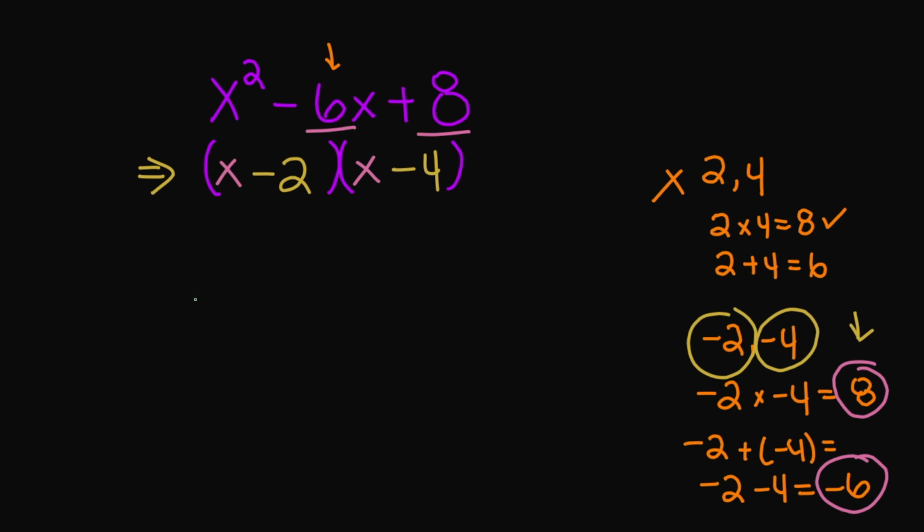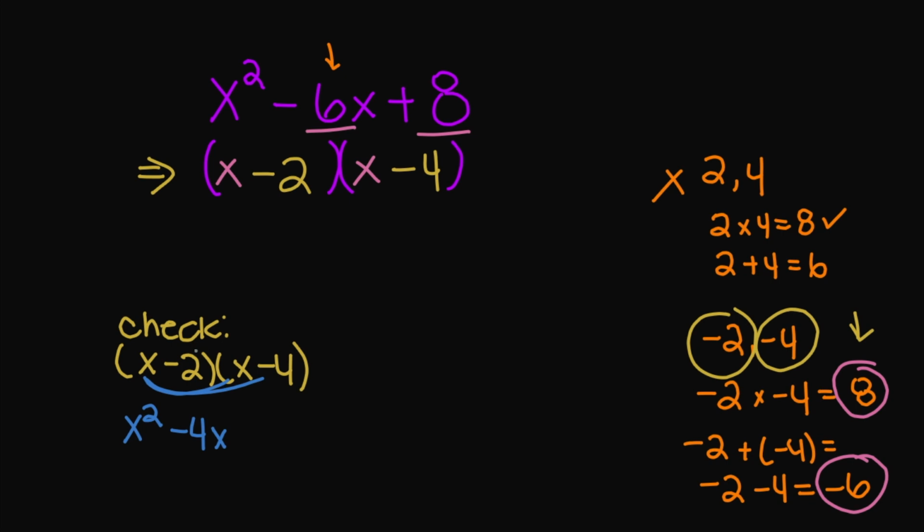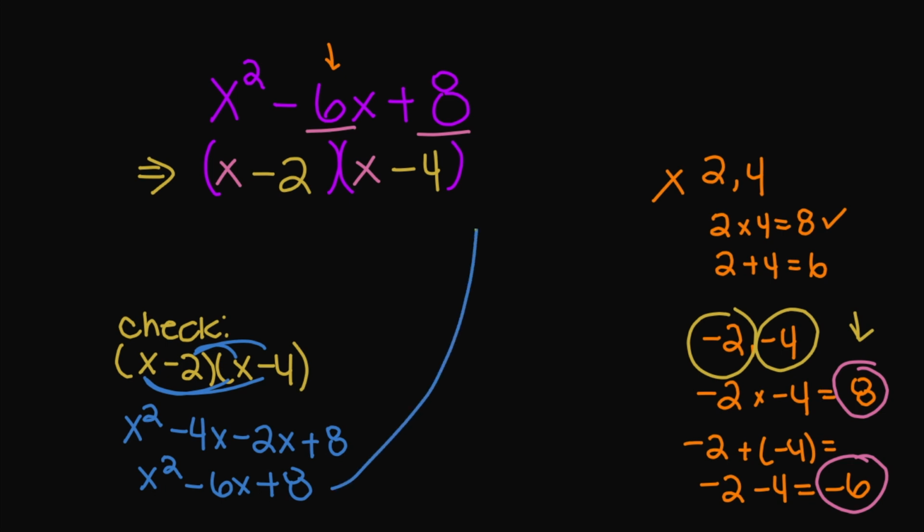And remember, if you need to check your work, let's check to see. If I check my work, x times x is x squared. X times -4 is -4x. -2 times x is -2x. And then negative 2 times negative 4 is going to give you a positive 8. So you have x squared minus 6x plus 8. And as you can see, it takes us back to the original problem. So we know negative 2 and negative 4 is correct.